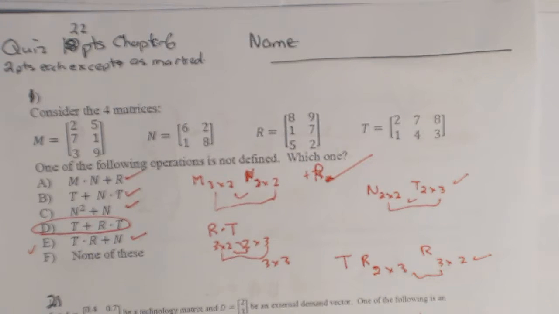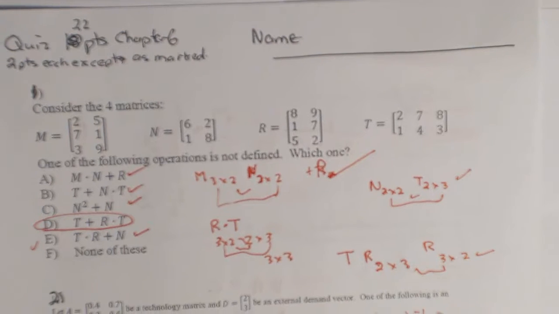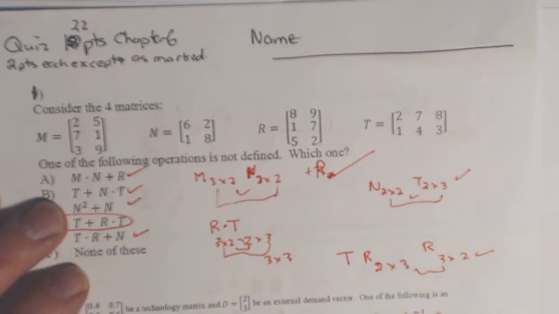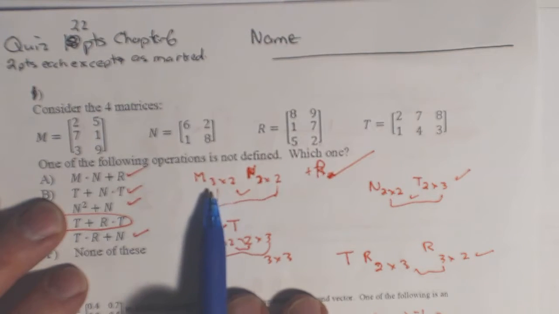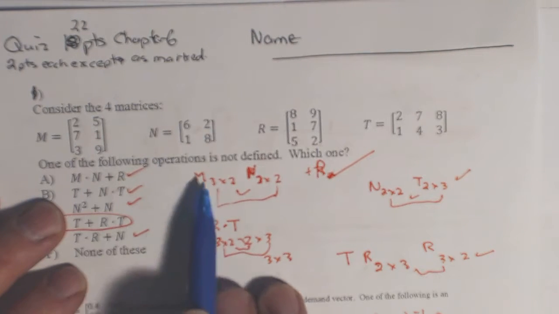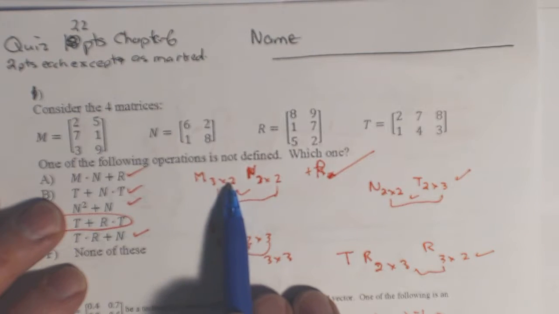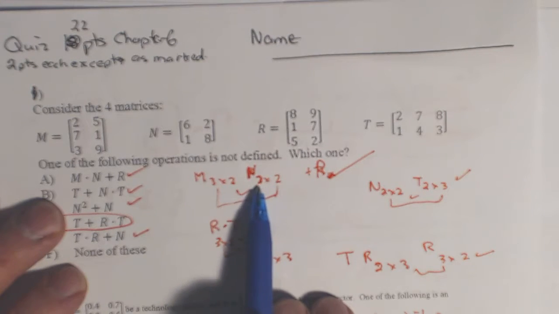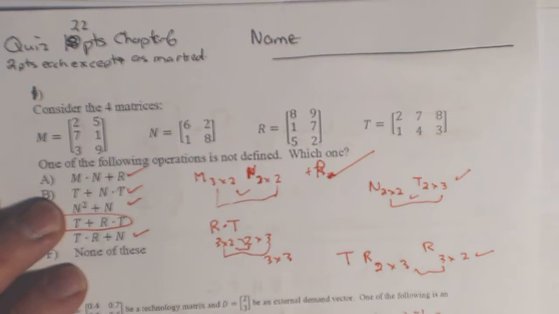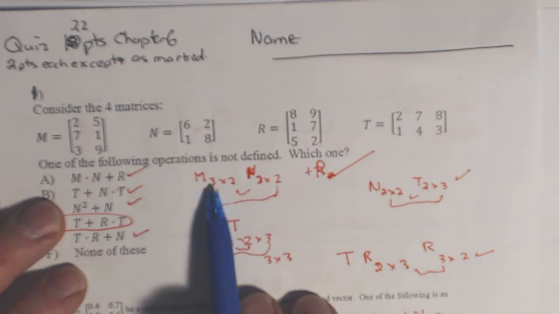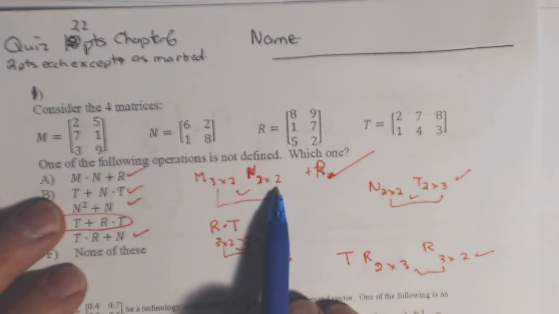Okay, your chapter 6 quiz. On the first problem, we're trying to figure out which of the operations were not defined. In order to multiply, and here you see where I'm trying to multiply m times n, the number of columns from m, 2, has to equal the number of rows from n, which is also 2. So we can do that multiplication. That's no problem. What we get is a 3 by 2 matrix as the product.